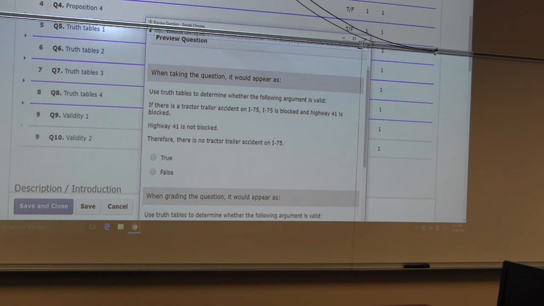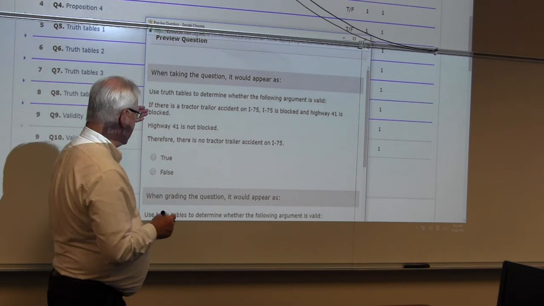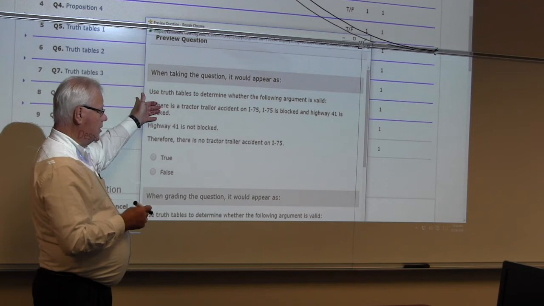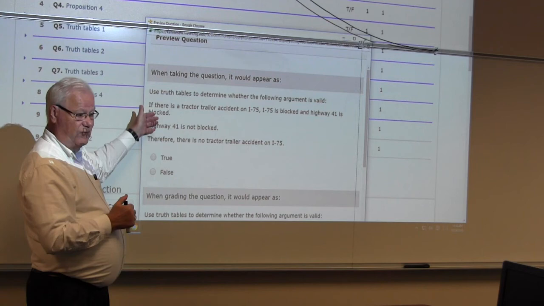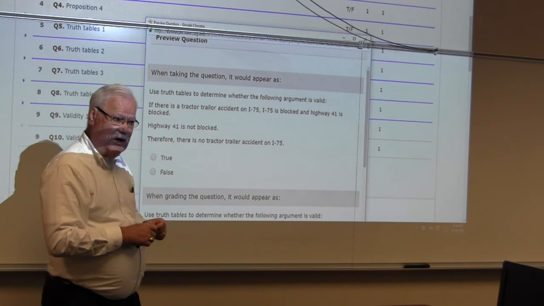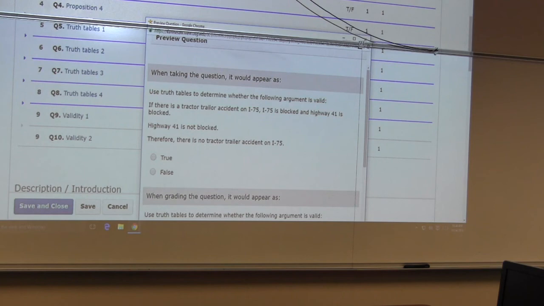But the statement says clearly that if there's an accident on 75, 41 will be blocked, right? Isn't that clear? So if 41's not blocked, there can't be an accident on 75. Now, we can argue the statement, though, can't we? That the accident on 75 could be a minor fender bender, and they moved it over to the side, and it hasn't affected the traffic on 41. You can argue that, but the person you're dealing with may not like your argument, right?